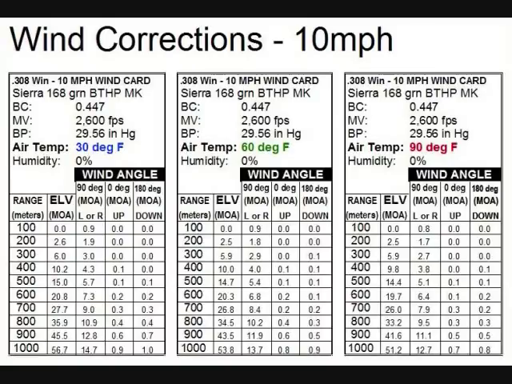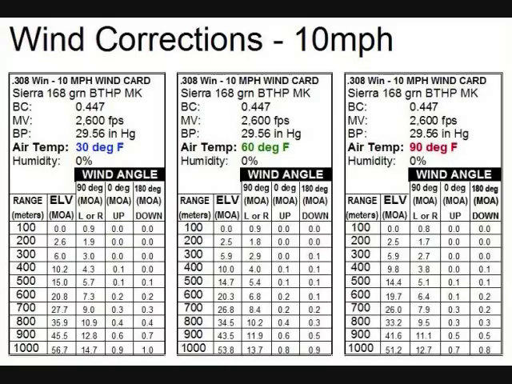And if you look here at these columns, you're going to notice that the differences are significant. Let's look at 1,000 meters on the card. You're going to see that at 1,000 meters, a 90-degree wind or a direct crosswind is going to have a one-minute difference between 30 degrees Fahrenheit and 60 degrees Fahrenheit. The 30 degrees colder wind deflected the bullet a full minute of angle more than the 60 degrees one. So that's about 10 or 11 inches at 1,000 meters, okay?